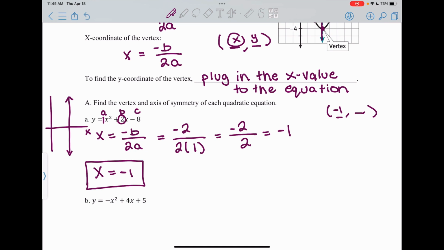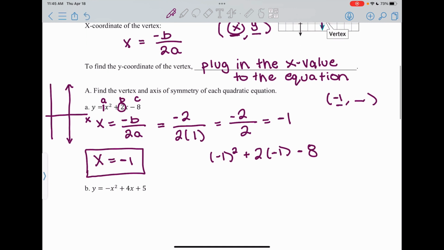And then to find the y value, we are going to plug negative 1 into our equation. So everywhere you see x, we are going to plug in negative 1. Negative 1 squared is positive 1. 2 times negative 1 is negative 2, minus 8. 1 minus 2 is negative 1, and negative 1 minus 8 is negative 9. So this tells me that my vertex is the point negative 1, negative 9.